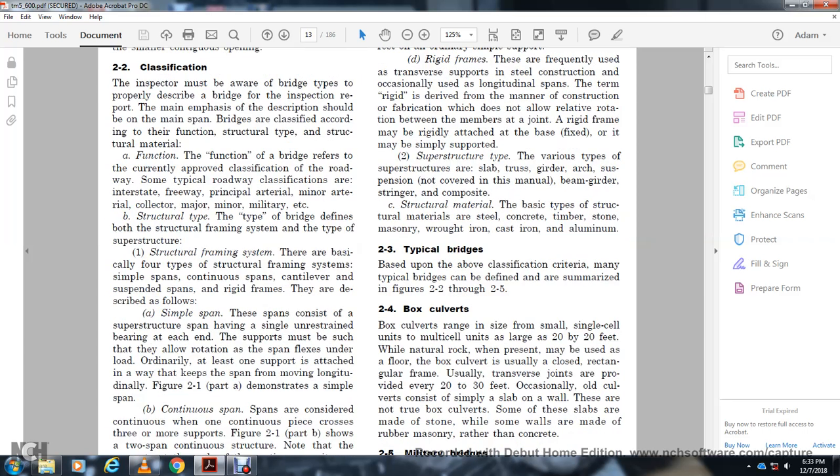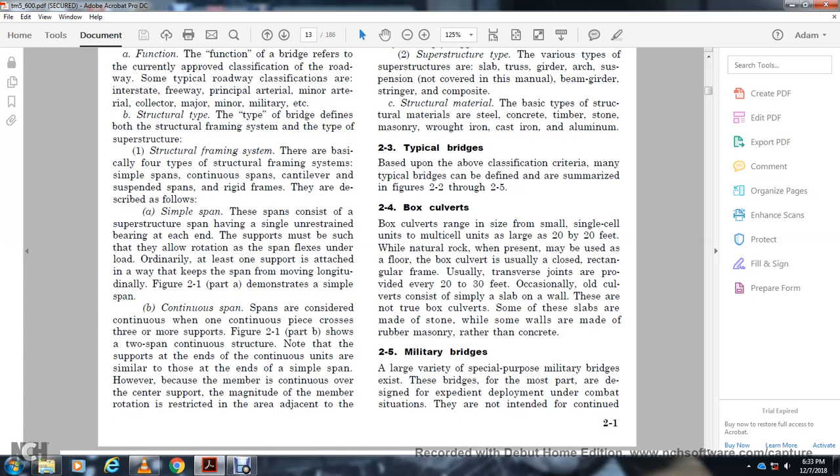Box culverts. Box culverts range in size from a small single-cell unit to a multi-cell unit, the largest being 20 by 20 feet. Where natural rock is present, the floor of the box culvert is usually cast with a rectangular frame, with transverse joints provided every 20 to 30 feet. Occasionally, old culverts consist of a simple slab on walls. These are not true box culverts. Some of these slabs are made of stone, while some of the walls are made of rubble masonry rather than concrete.